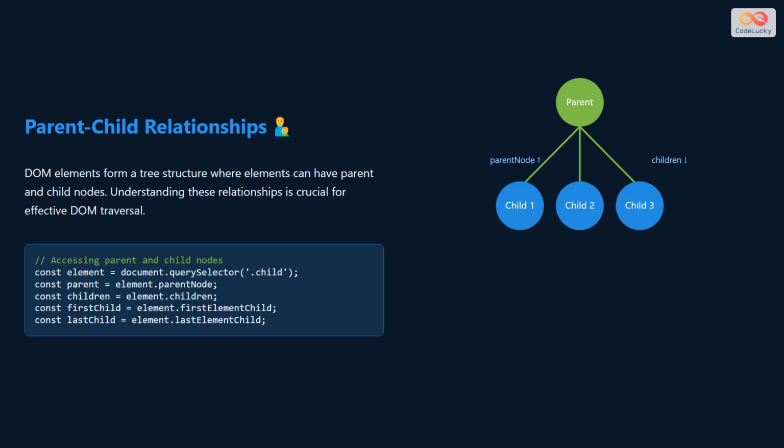In JavaScript, you can access parent and child nodes using properties like parentNode, which goes one level up, and children, which goes one level down. firstElementChild and lastElementChild will give the very first and last child elements in the given parent element. Here in the diagram, the highlighted parent node has 3 children. The arrows visually represent the parent node going upwards towards its parent and children going downwards to their child elements.